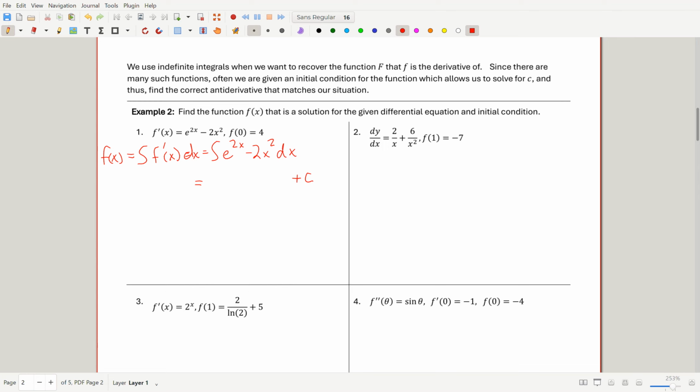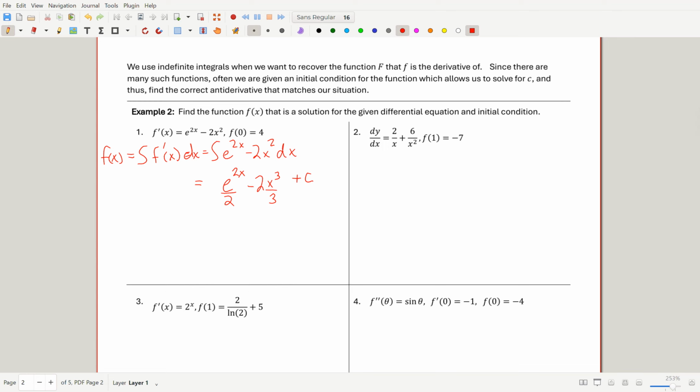Okay. e to the 2x is going to be e to the 2x, but I have to undo the linear chain rule, so over 2. I resisted my urge to put the 1/2 out front. I don't think it matters. And then we're going to get negative 2x cubed, but over 3. We know that f of x is that, but we still don't know what f of x is because that C represents a constant that we don't know.